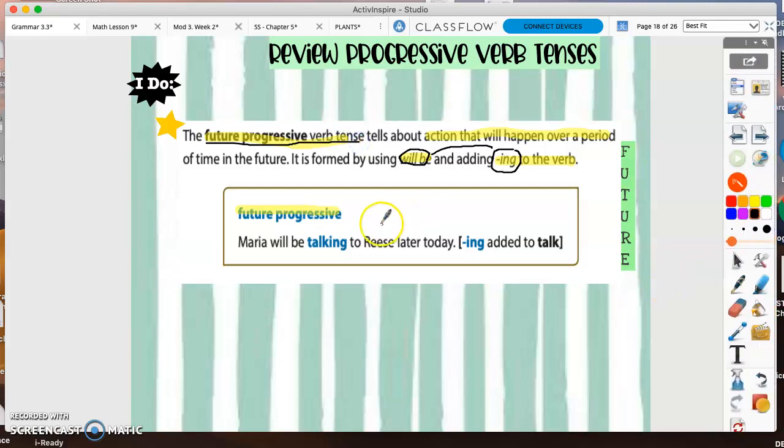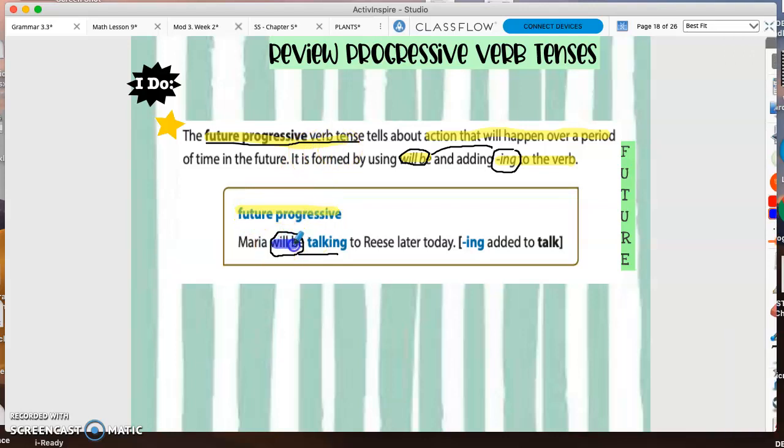All right, so let's look at our sentence. Maria will be talking to Reese later today. Well, here's my clue word that tells me it's future progressive, will be, and the verb is talking. So, the future progressive verb tense of the sentence is will be talking.